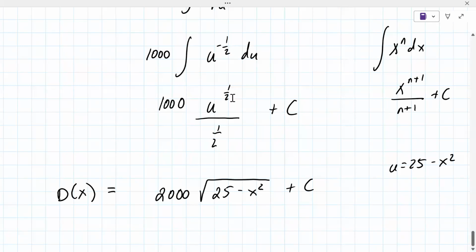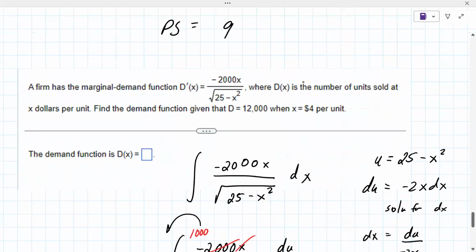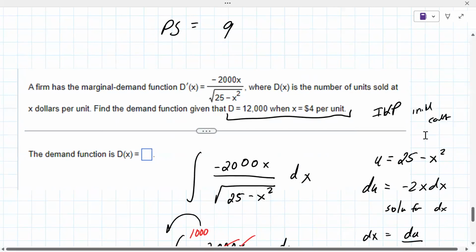You use the power rule to integrate, then you back substitute, and now to find c, we're going to use this initial condition. This right here is called an initial value problem, IVP, or initial condition. Basically, it allows you to find c. We could talk at length about why there's a c, but there's a c. So demand is 12,000.